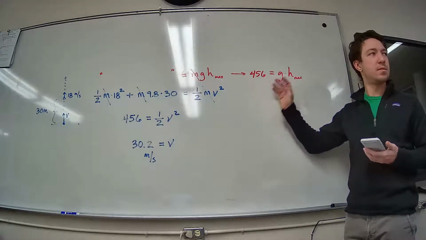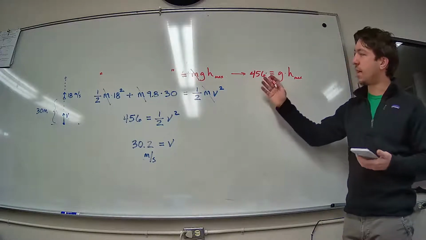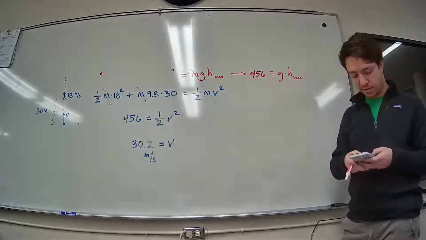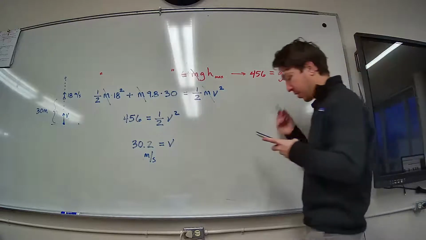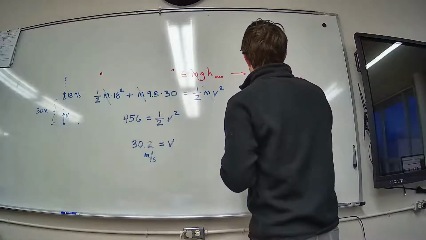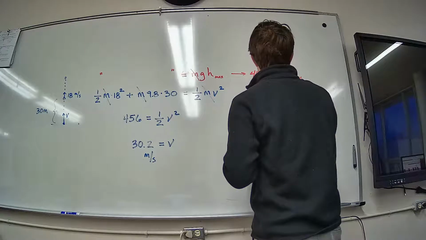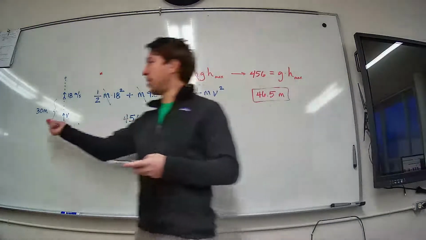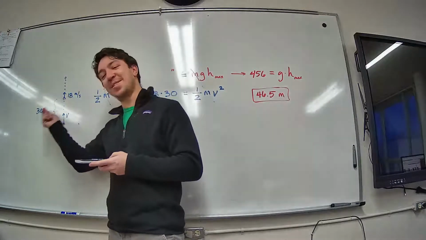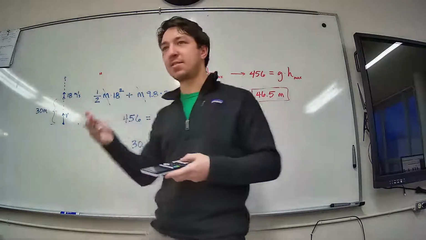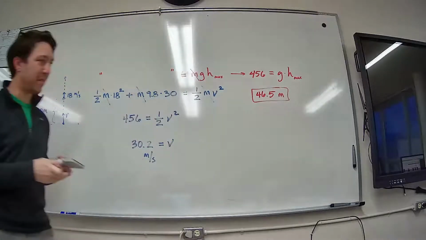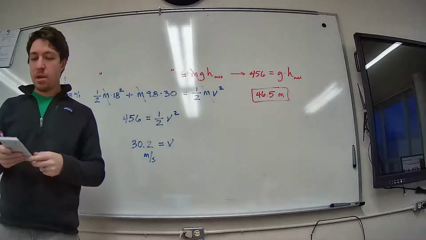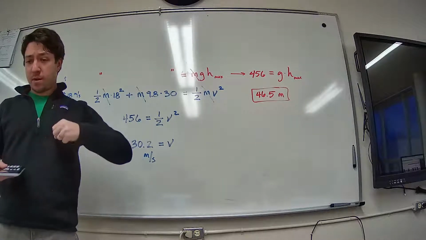That makes sense? So in this case, it would just be that same number as before, divided by 9.8. So 456 divided by 9.8, you're going to get 46.5, which makes good sense, right? It was 30 meters in the air, going 18 meters per second, so it stands to reason that it would have gained a bit more elevation, but not a ton more, since it wasn't going that fast. 46.5.